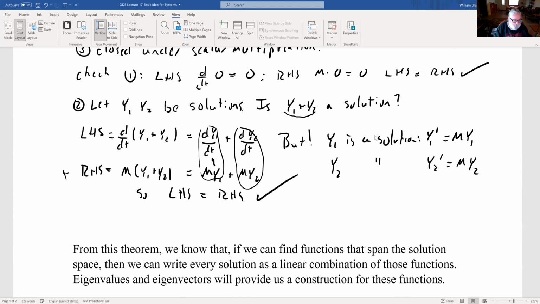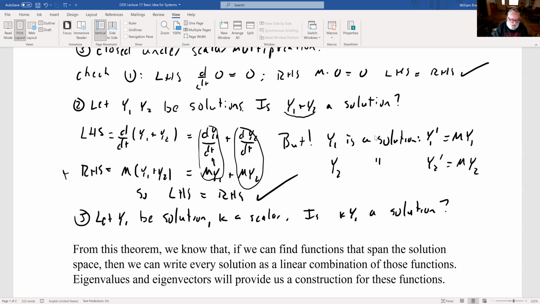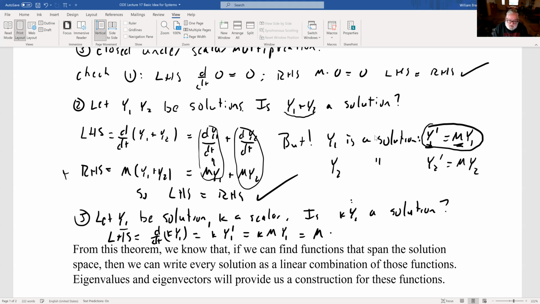And then 3, let y1 be a solution. k is a scalar. Is k y1 a solution? And remember that y1 being a solution means that this is true. So left-hand side equals the derivative of k y1, because we're trying to show that k y1 is a solution. That equals k y1 prime. But that equals k times M times y1, because y1 prime is equal to M y1. And then we can take the k inside of the matrix multiplication, and so left-hand side equals right-hand side. So if we multiply a solution by a constant, it's still a solution.